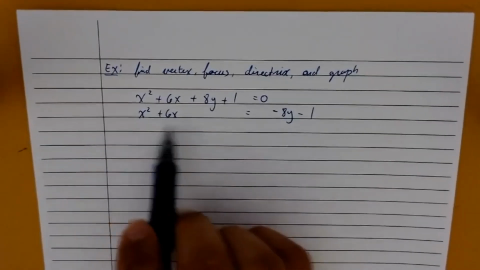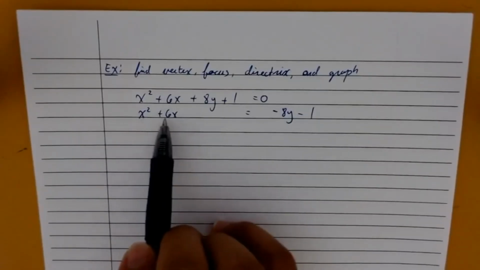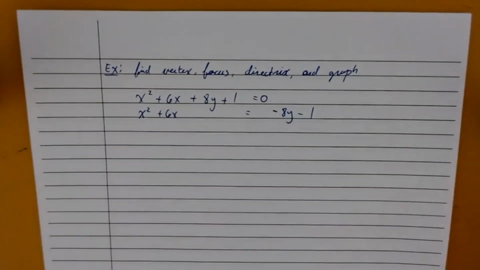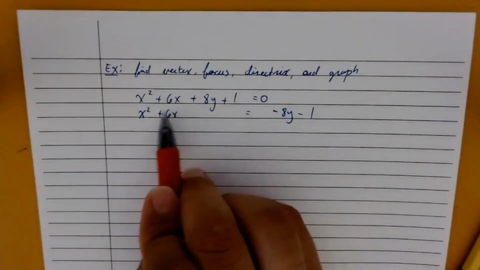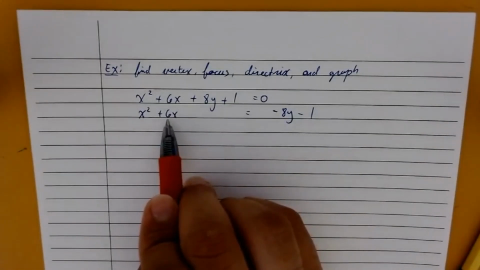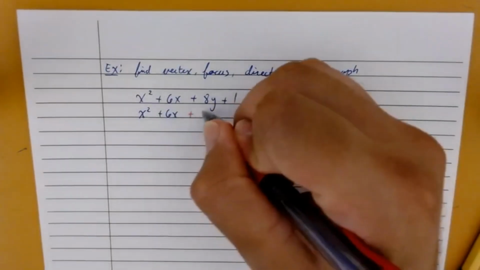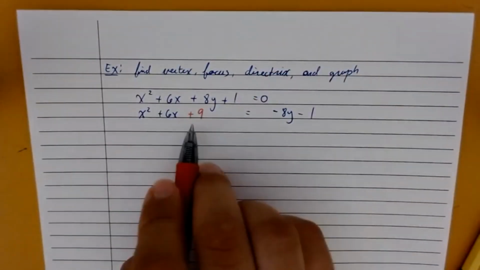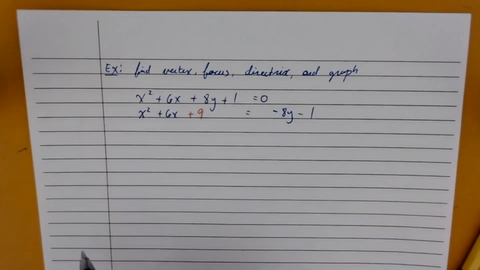Next, we're going to complete the square here. If there was any number right here, of course, we would first factor it out, but there is no number here, so we can simply complete the square on this part here. We're going to take half of the linear coefficient, half of the number in front of x. Half of 6 is 3, and then square it, which gives you 9.